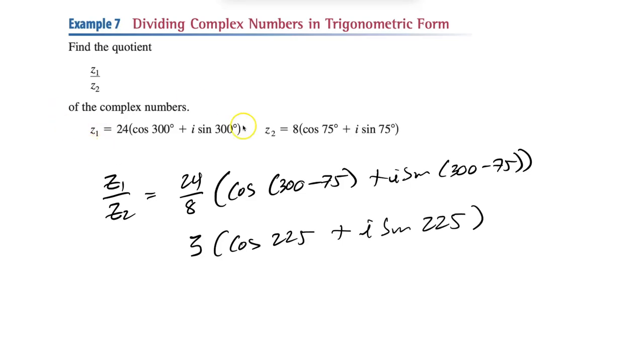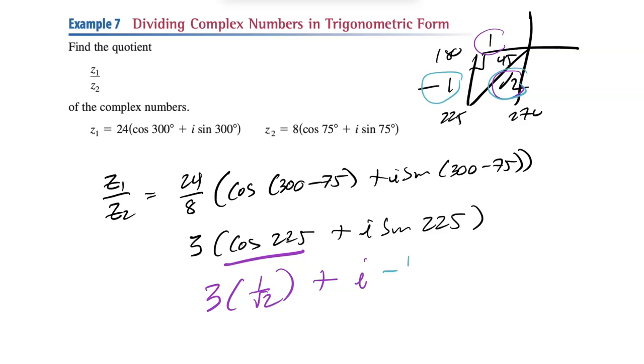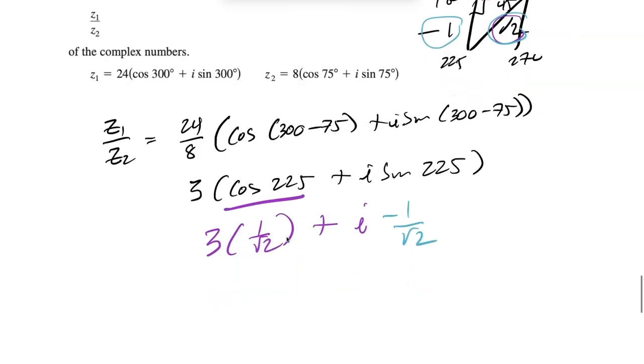Another one where you could simplify this. Cosine 225, we know how to do that. Here's 180, here's 270, 225 is over here. We always go to the x to make a triangle. That is 45 degrees, so 1, 1, rad 2. But the sign was negative because we're going down. So cosine of 225 is just going to be adjacent over hypotenuse. So 3 times 1 over rad 2 plus i sine of 225, which is going to be opposite over hypotenuse, so negative 1 over rad 2. And then we get our answers.